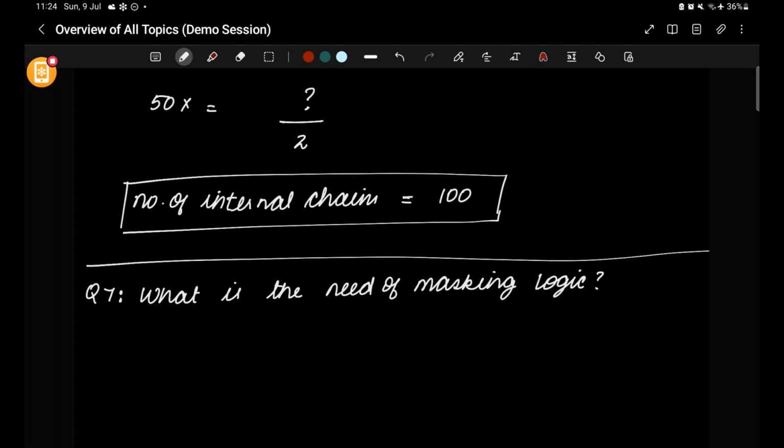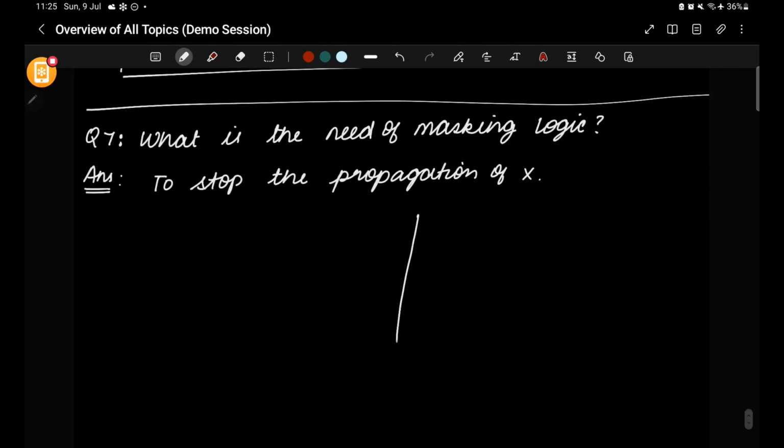So basically, the need of masking logic, we will be using masking logic to stop the propagation of X. Okay. So this is our compressor logic. We'll discuss it in depth. Each logic's need we will discuss during our EDT class. So as of now, just remember that this is a compressor logic.